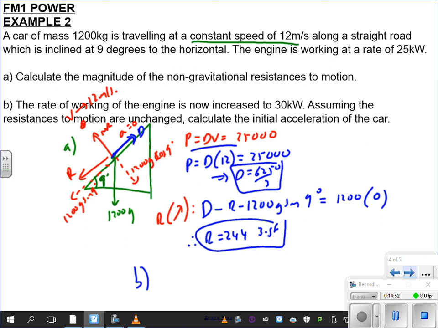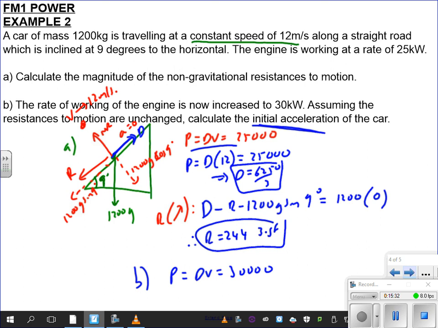The rate of work has gone up to 30. So we're straight into P equals DV, which is 30,000, right? Assuming the resistances to motion are unchanged, so R is still 244, calculate the initial acceleration of the car. So this is what I'm talking about, initial acceleration. The second we put that foot on the pedal, there's a burst of speed, isn't there? A burst of acceleration. And then that acceleration is going to decrease until you hit the next Vmax. So it's just asking what's that initial burst of acceleration, the microsecond we've put our foot down on the pedal.